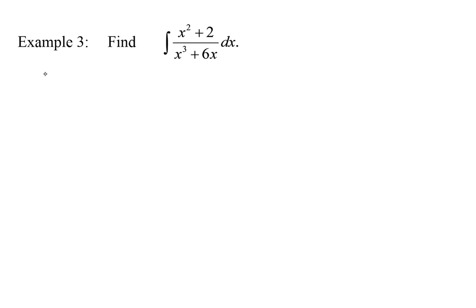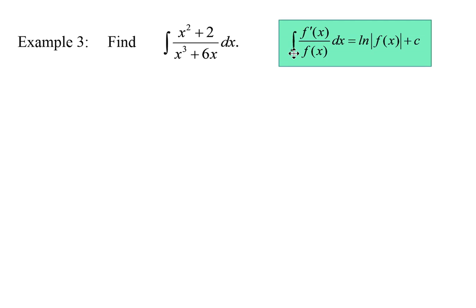Let's look at another example. Find the integral of x squared plus 2 over x cubed plus 6x with respect to x. Now, in this question here, we are going to use this rule for integration: the integral of f dash of x over f of x with respect to x is equal to ln modulus f of x plus constant. So we'll keep this here because we will use it later.